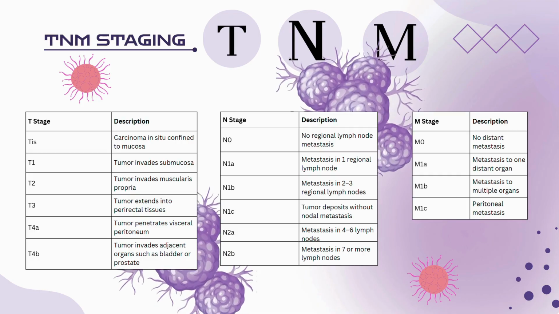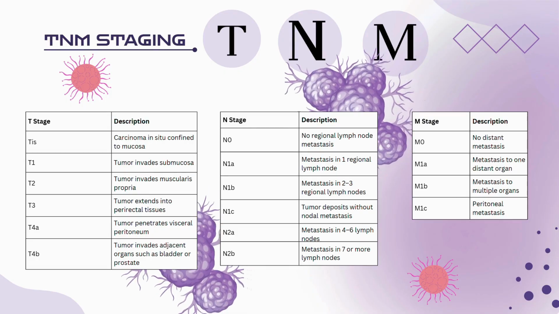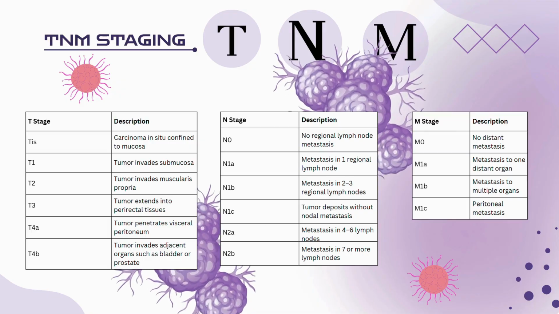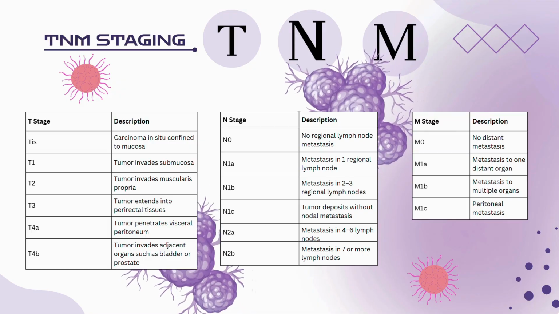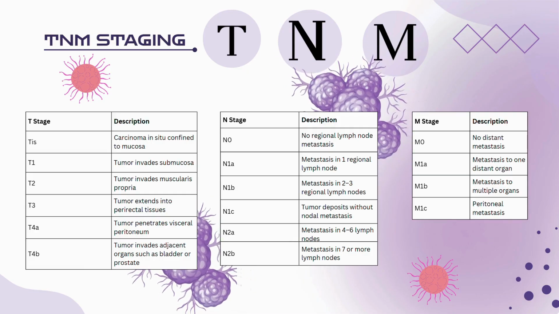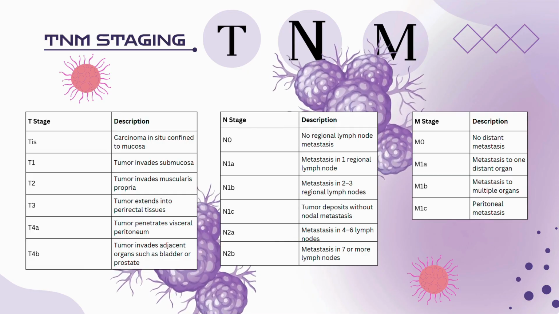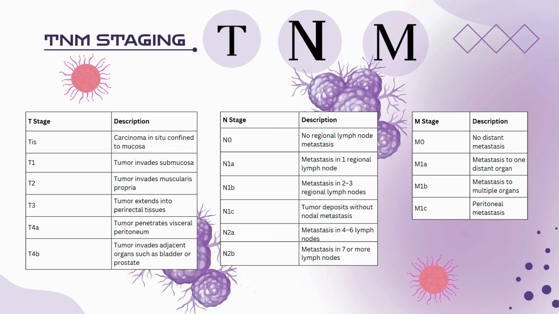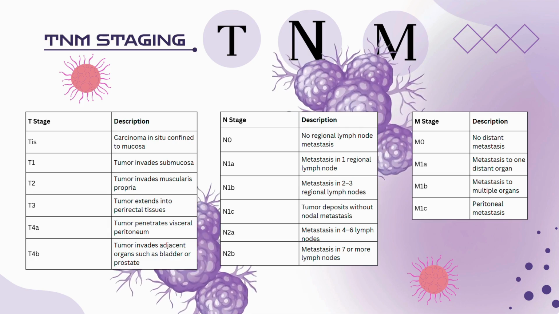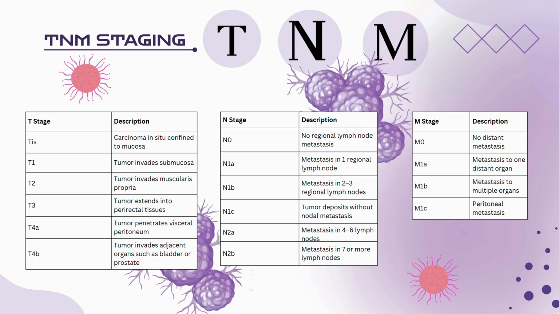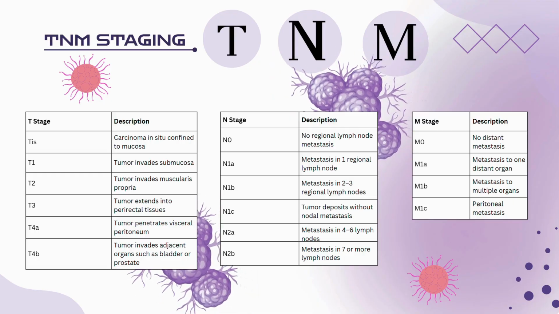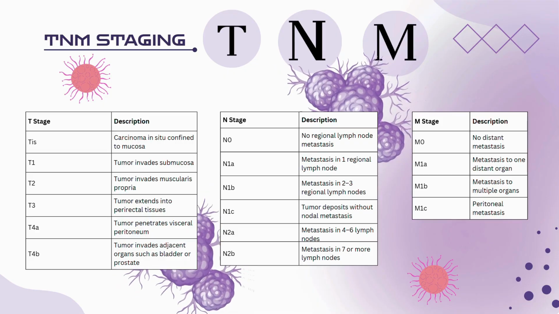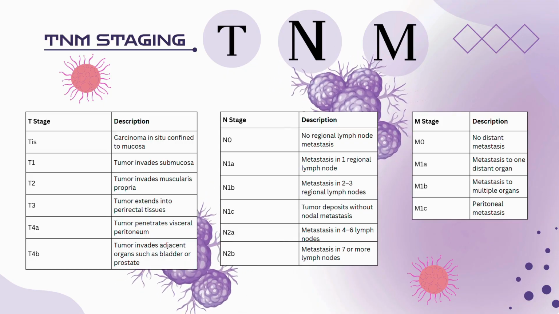Then coming to the N classification, N stands for regional lymph node involvement, wherein N0 means there is no regional lymph node metastasis. N1a, metastasis in one regional lymph node. N1b, metastasis in 2 to 3 regional lymph nodes. N1c, tumor deposits without nodal metastasis. N2a, metastasis in 4 to 6 lymph nodes. N2b, metastasis in 7 or more lymph nodes.